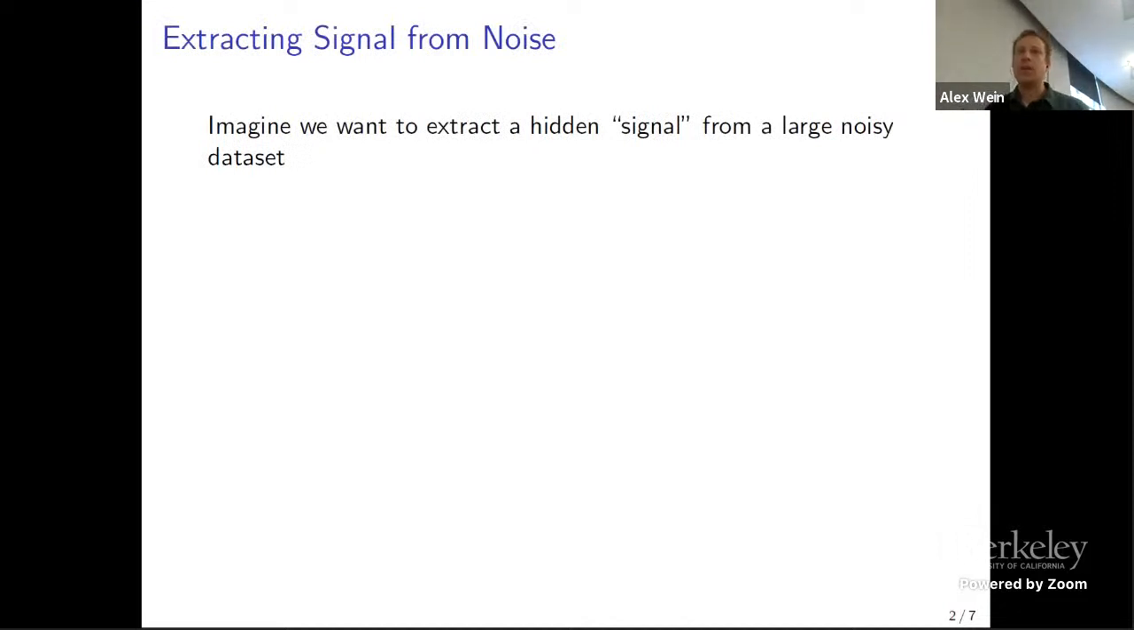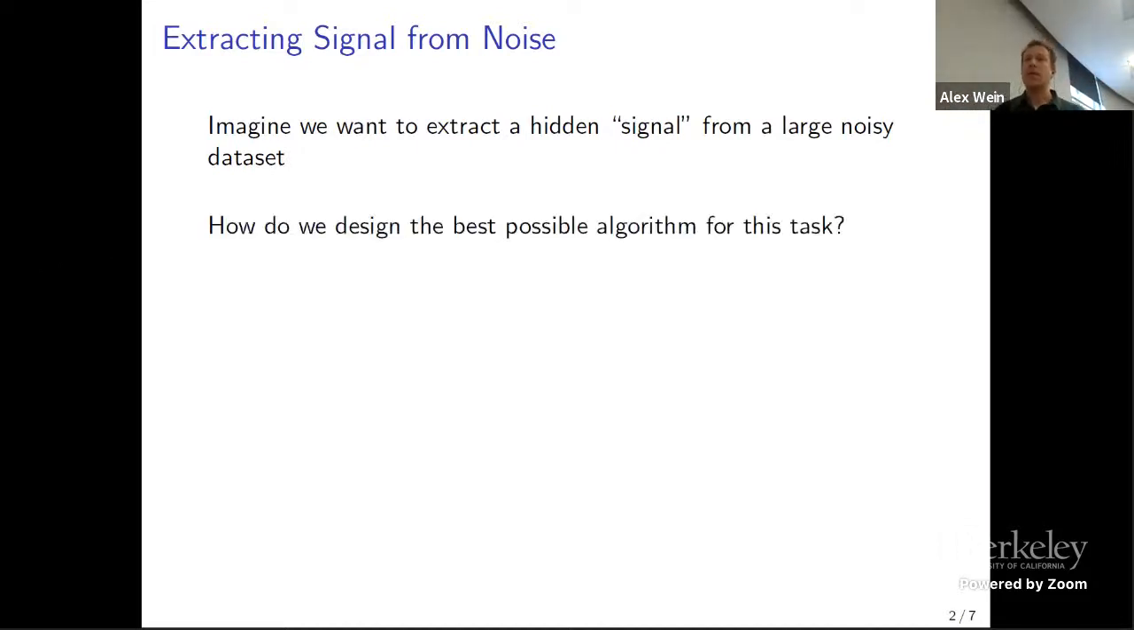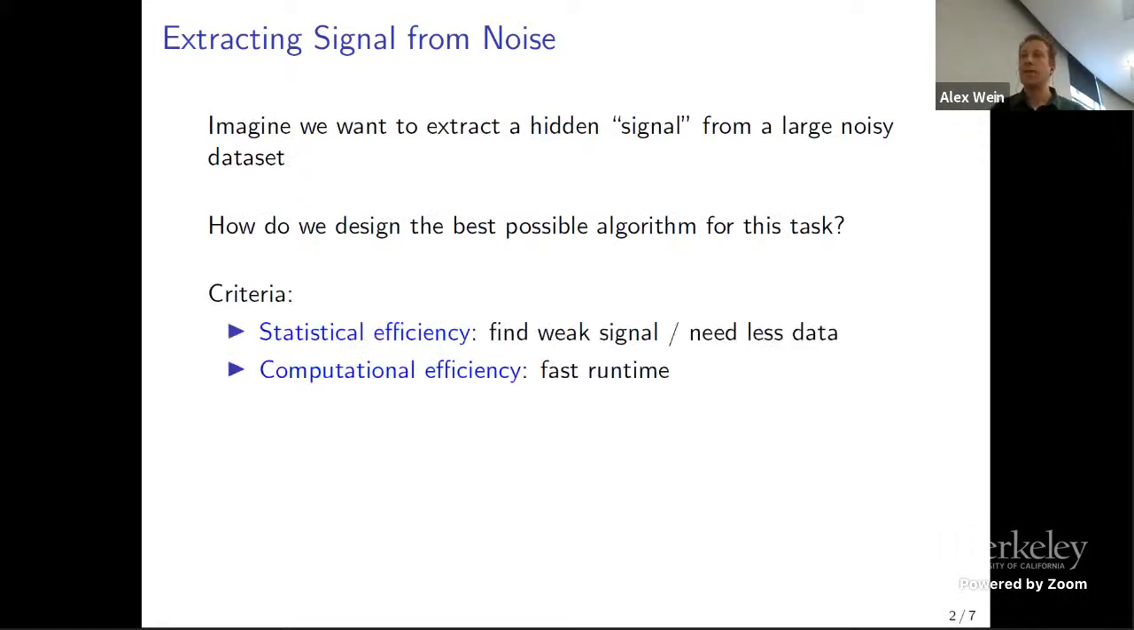Okay, so let me jump right in and tell you a bit about the setting. Let's imagine that we want to extract some kind of hidden signal from a large noisy data set. This is a fairly generic setup that we might encounter in practice. So how do we design the best possible algorithms for this type of task? Well, there are a few criteria we're probably interested in. We'd like to have statistical efficiency, meaning that we can find the signal even if it's weak, or maybe equivalently that we need the least amount of data possible, or the fewest number of samples possible.